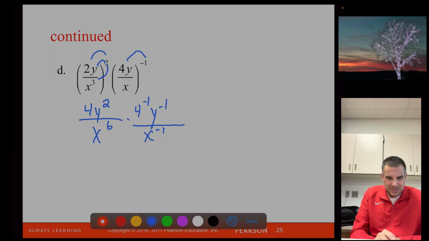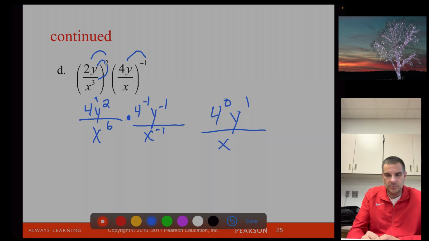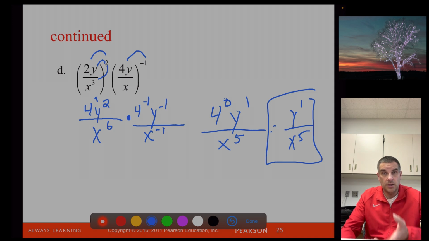Okay, so let's look at this. So now we're multiplying. This has an exponent of 1. So 4 to the 1 times 4 to the negative 1 is 4 to the 0, because you add exponents. For y, 2 plus negative 1 is 1. 6 plus negative 1 is 5. Anything to the 0 power is 1. So that's y to the 1st over x to the 5th. And that's your solution.